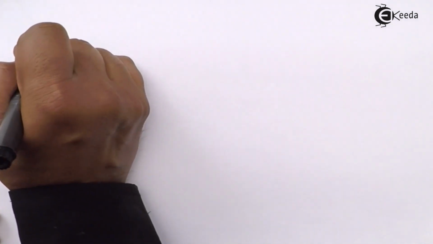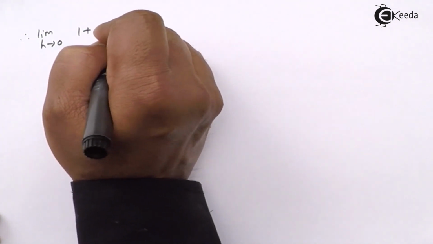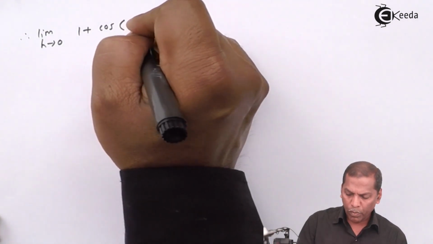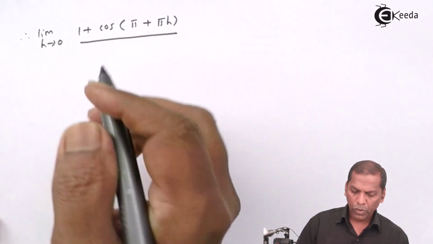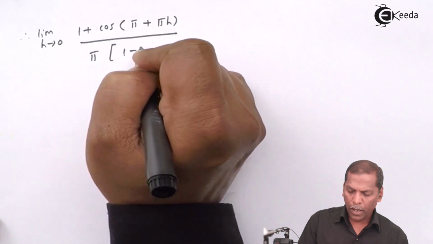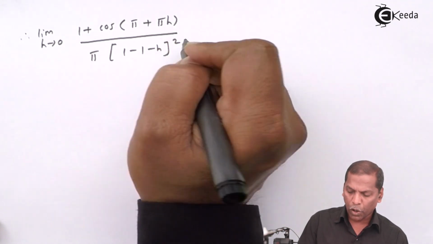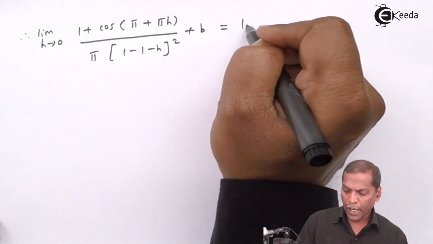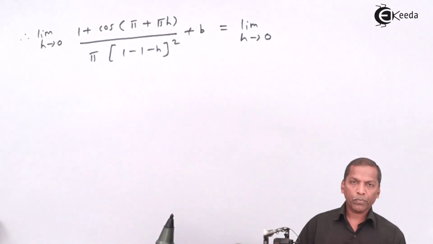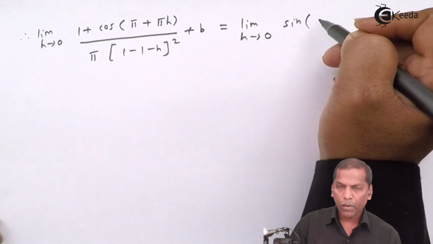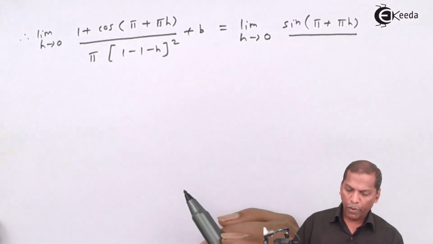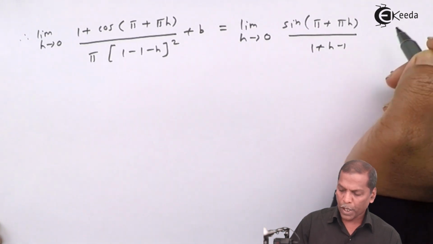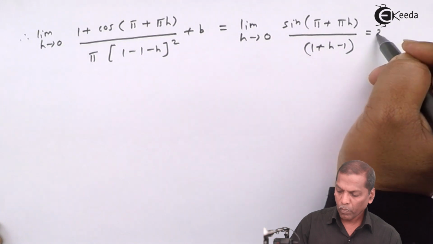Now on simplifying further, the next step will be limit h tends to 0, 1 plus cos of (pi into 1, so we get pi, plus pi into h, so that gives pi h) upon pi times (1 minus 1 minus h) the whole square, plus b, and that is equal to limit h tends to 0, sin of (pi into 1, we get pi, plus pi h), and the whole thing divided by 1 plus h minus 1, and that is equal to 2 pi.